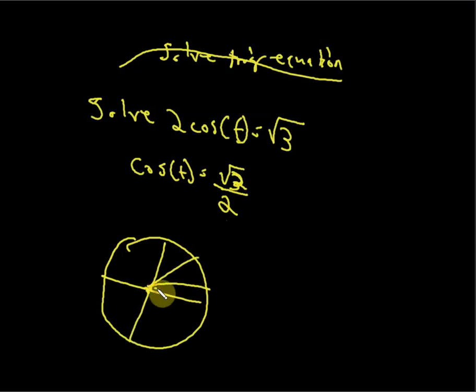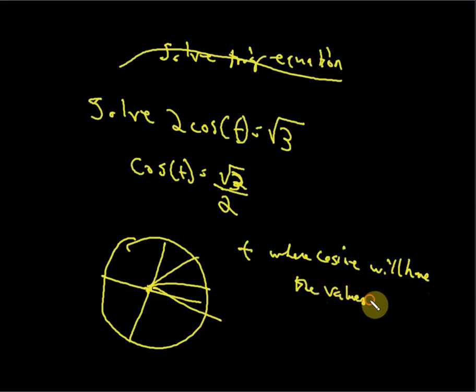There are all values of t where cosine, well, I'll write it like this, cosine will have the value of square root of 3 over 2. So can we find this?